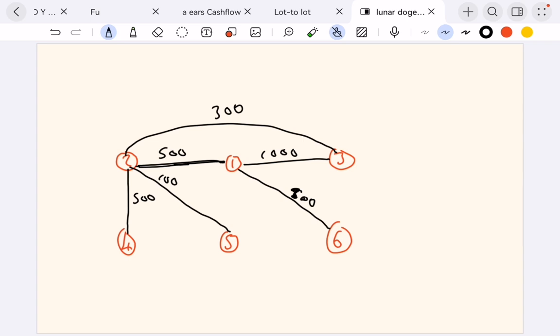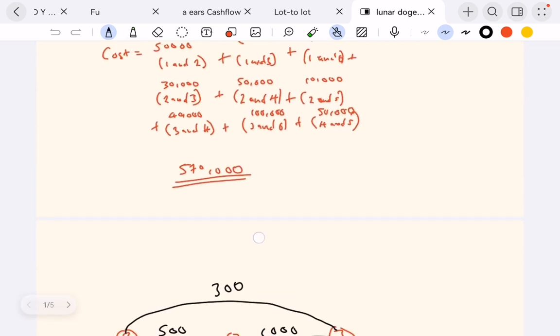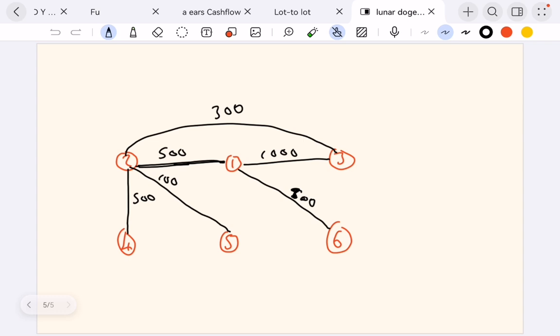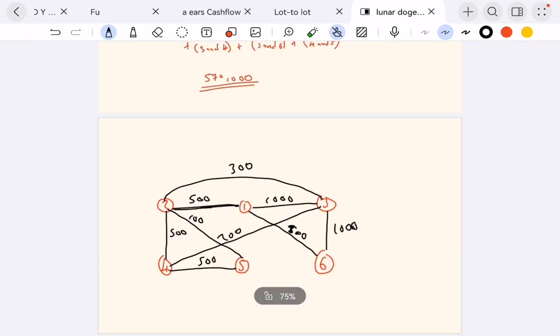Let's see here on the table. Here's the table. We have 1, 2. Okay, 1, it ends there. 3 to 4. 3 to 4, it's how much? 200. What else? 4 to 5. 4 to 5, it's how much? 500. Then we have 3 to 6, 1,000. I think that's all. 3 to 6, 1,000.